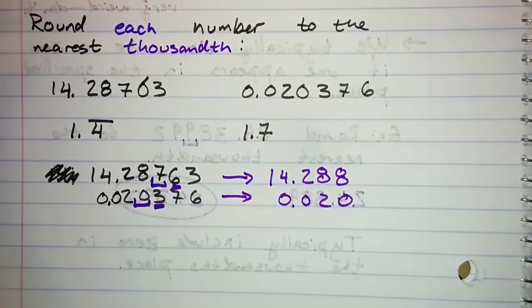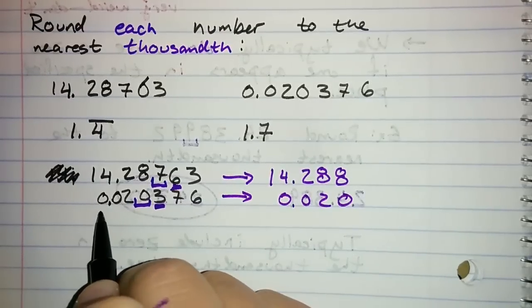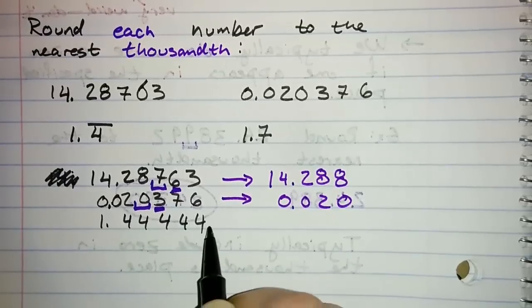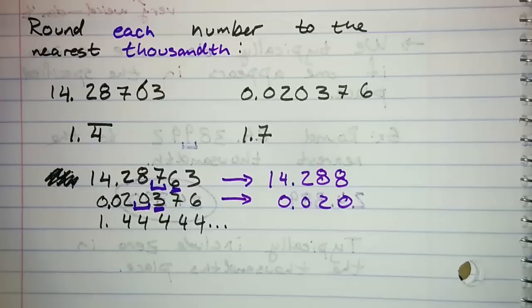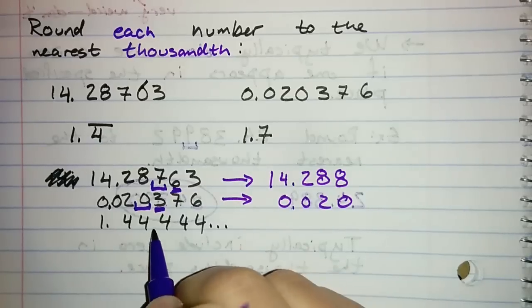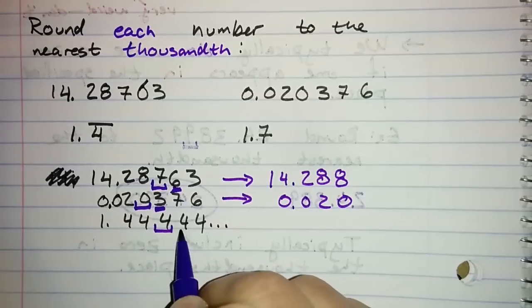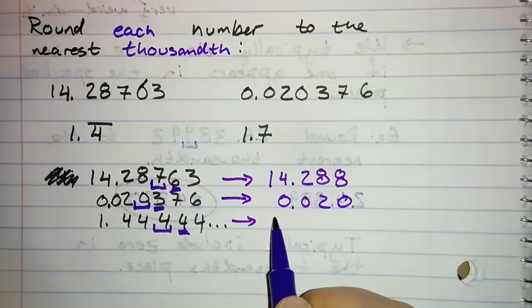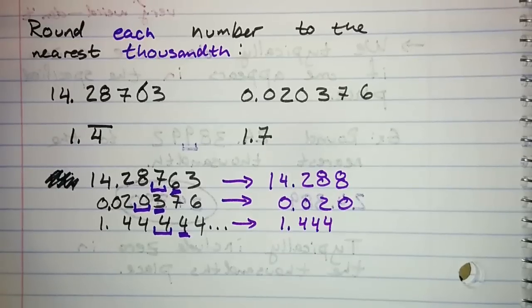1.4 repeating, that's 1.444444, and so on. The 4s go on as long as I'd like. But I only need to look at the thousandths place and the following place. This is between 1.444 and 1.445. The next digit is smaller than 5, so I round down and get 1.444.